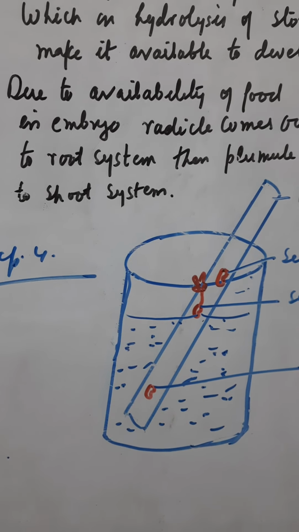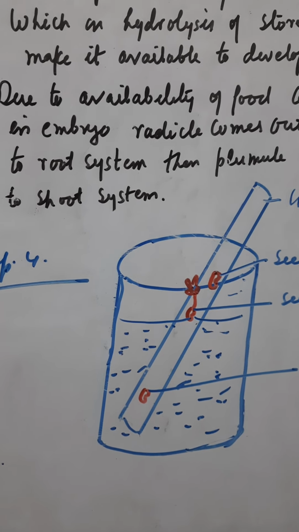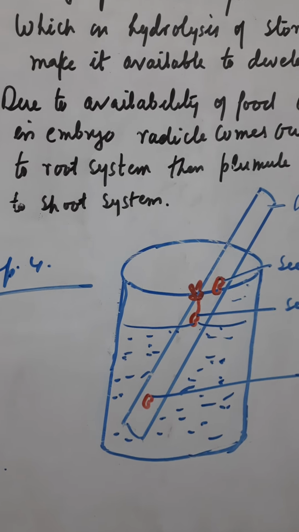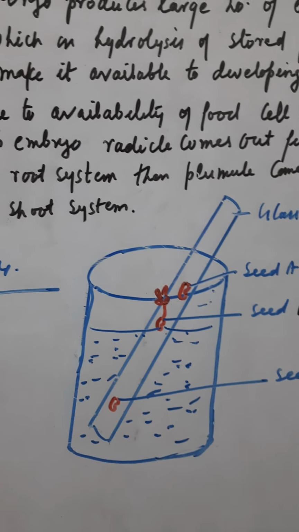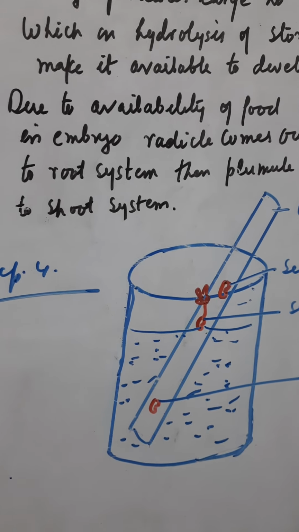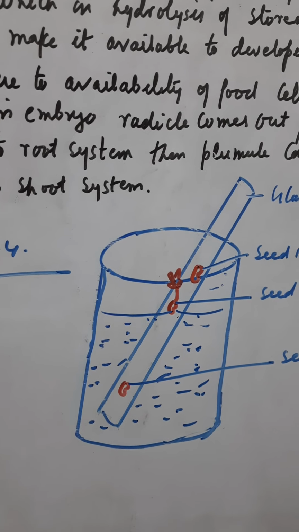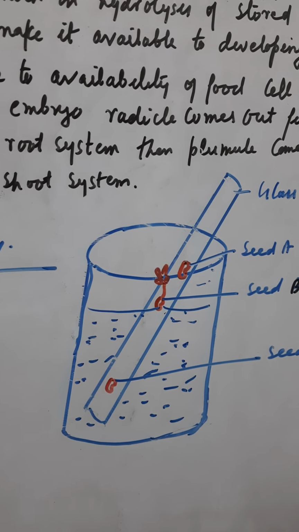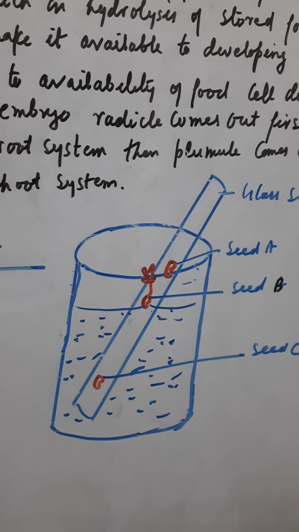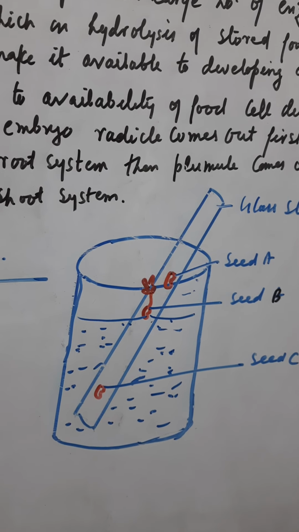Then experiment number 2, to study the effect of temperature on germination of seed. Here also 3 petri dishes are taken, A, B, C. Then place moist cotton wool or blotting paper at the bottom of each petri dish along with an equal number of soaked gram seeds. Then cover the petri dishes with the lids.